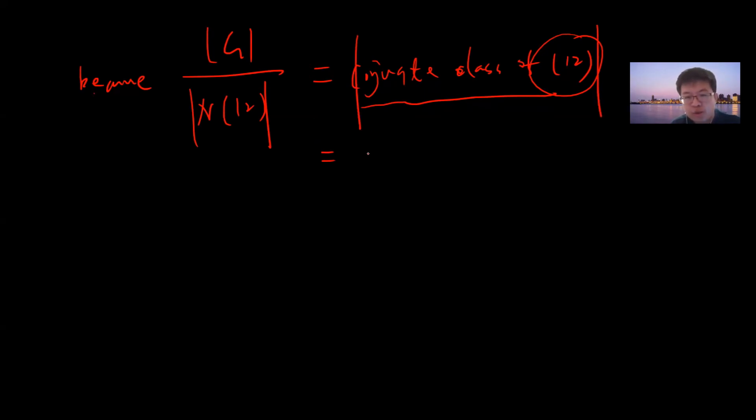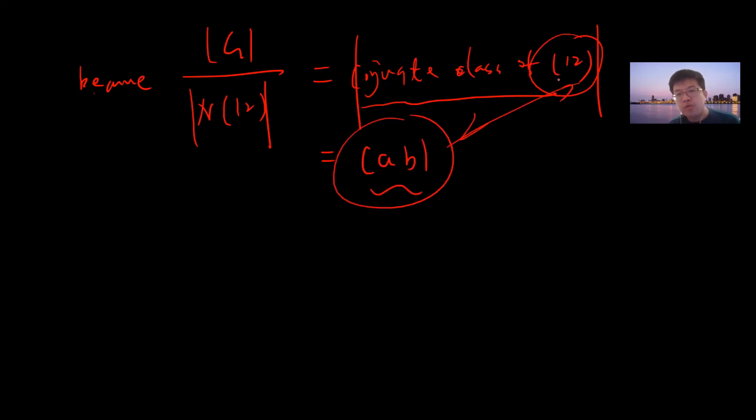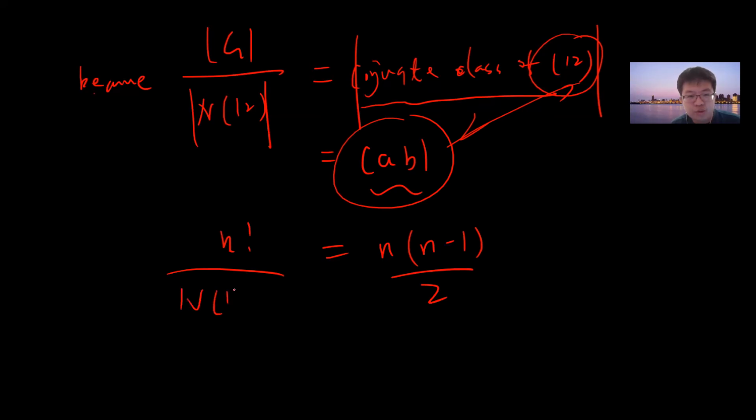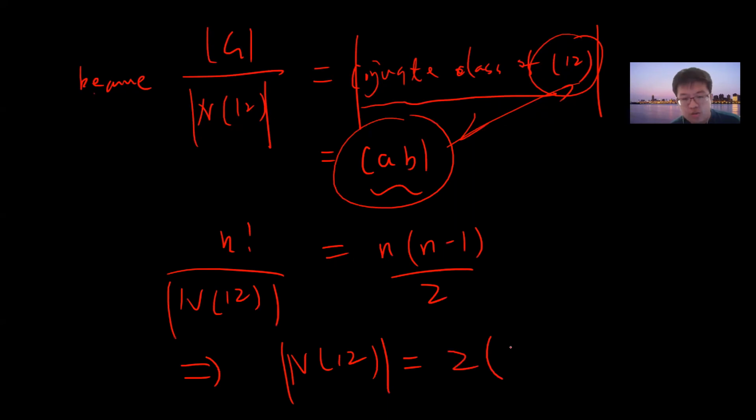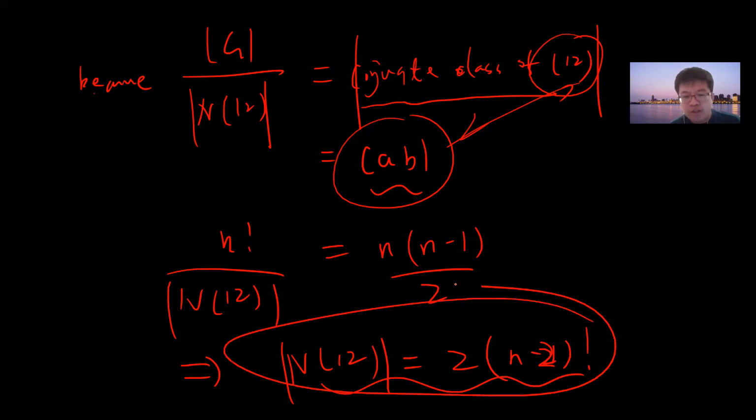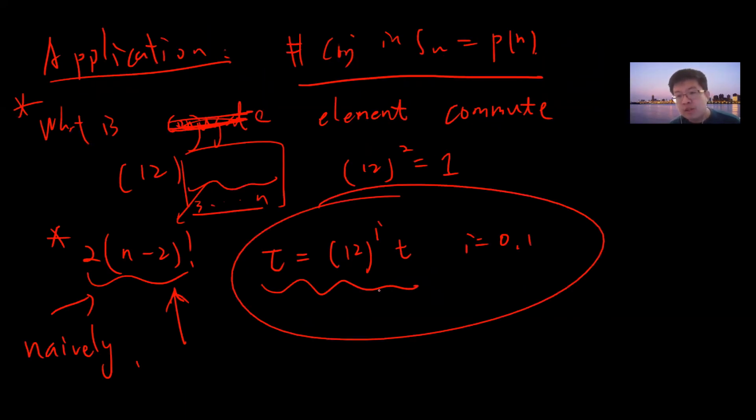So the conjugacy class of (1 2) means that you can write any (a b), because we proved that the same partition type will be conjugate, right? So the number of these will be n times (n-1) divided by 2. And the order of G is n!, and the centralizer of (1 2) has order N(1 2). So this tells you that N(1 2) will be exactly 2 times (n-2)!. That means we prove that everything commuting with (1 2) has this order, but we already found everything in this set. So we show that everything commuting with (1 2) must be of this form.